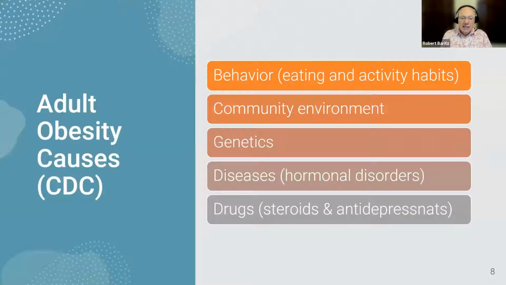So the CDC listed 5 main causes of overweight. You have your behavioral causes, community environment, genetics, diseases, hormonal disorders, and drugs like steroids and antidepressant medications are well known for their weight gain side effect. Let's take a close look at some of the behavioral issues.